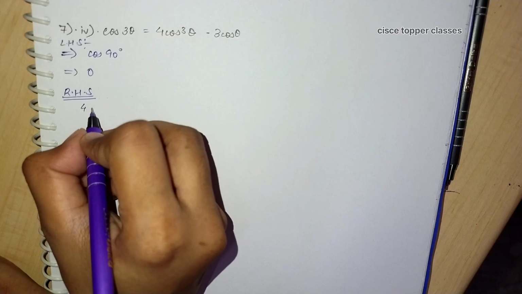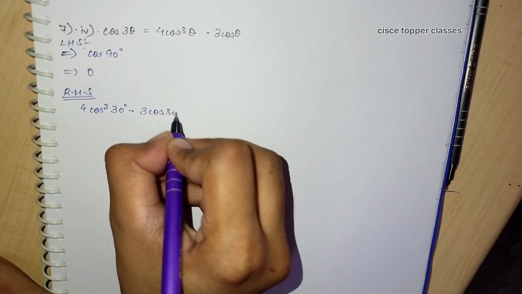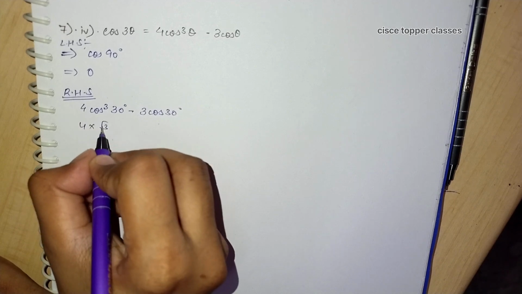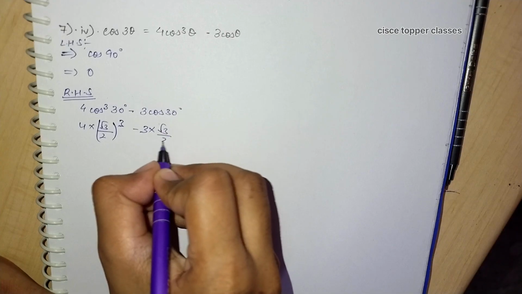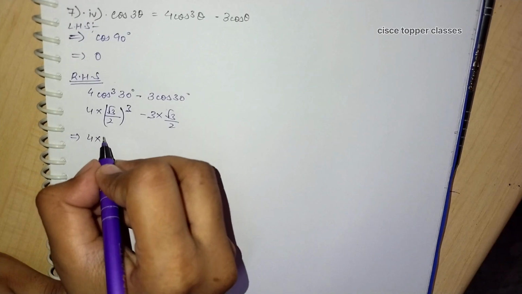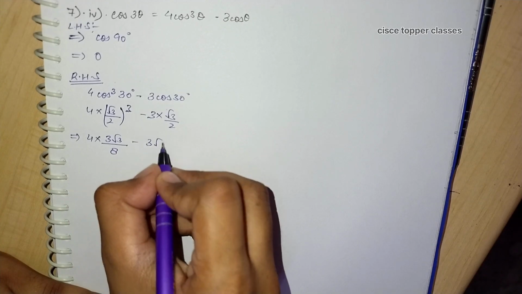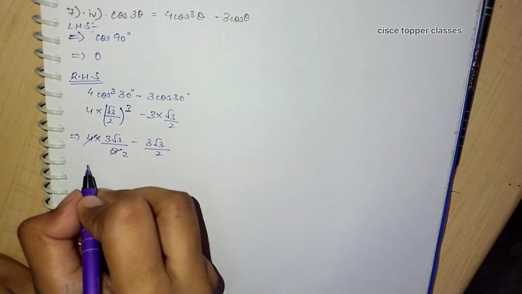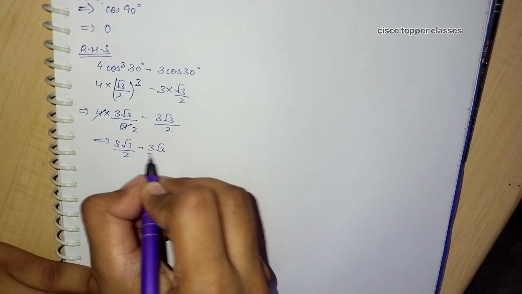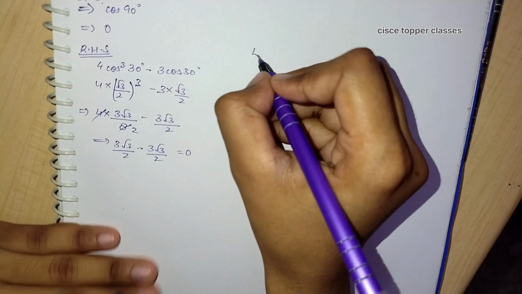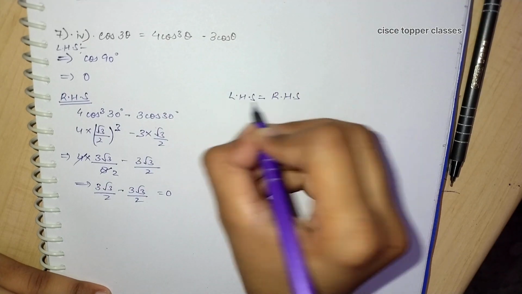So the RHS part is 4 cos cube 30 degrees minus 3 cos 30 degrees. So this will be 4 into root 3 by 2 whole cube, minus 3 into cos 30 degrees, root 3 by 2. So we can write 4 into 3 root 3 divided by 8 minus 3 root 3 divided by 2. This will be cancelled out and we will get 3 root 3 by 2 minus 3 root 3 by 2, means 0 here. From there we proved that LHS is equal to RHS here, and this is what we have to prove.